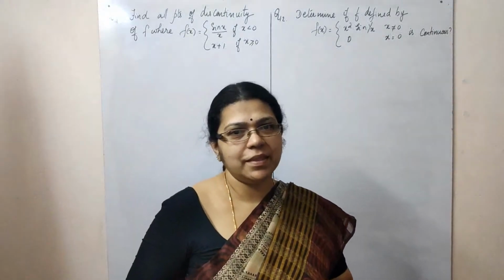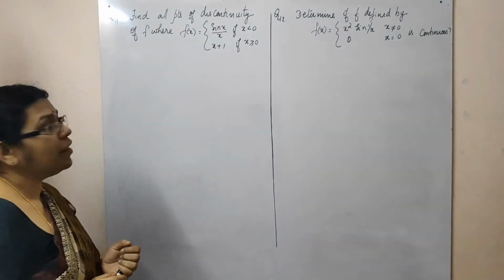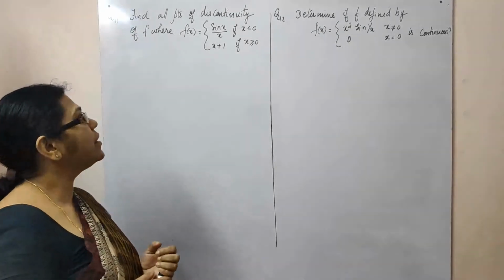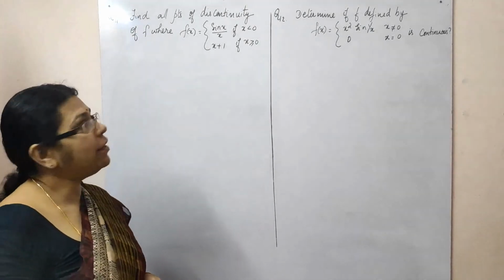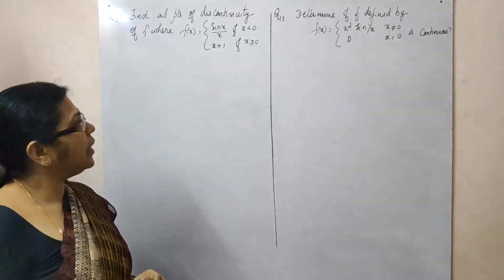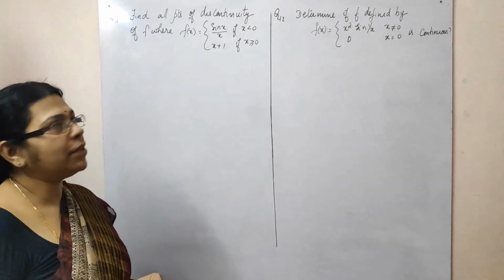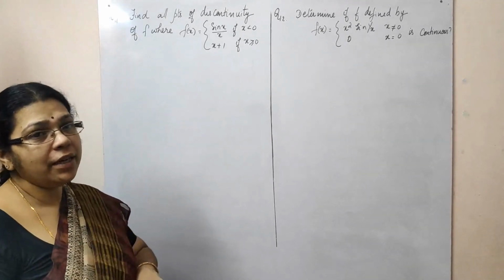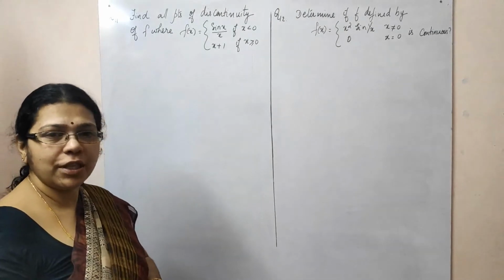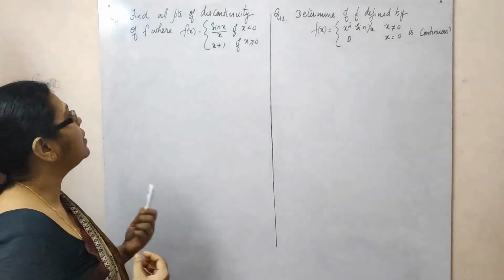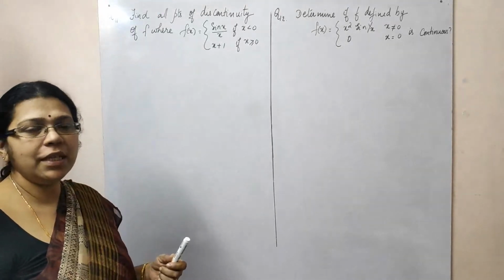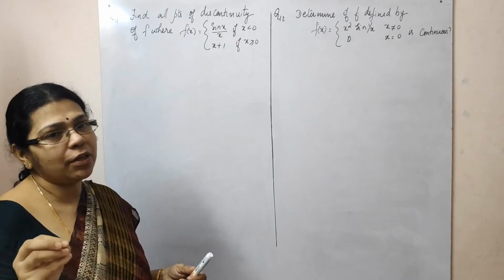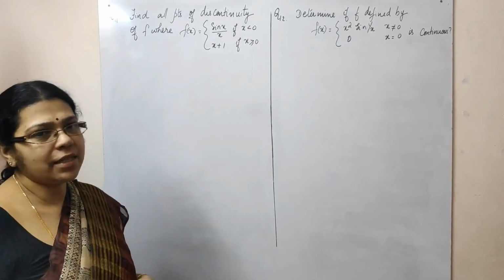Well, we come to the next question. Find all points of discontinuity of f where f of x is equal to sin x by x if x is less than 0, and x plus 1 if x is greater than or equal to 0. So, as we discussed in the previous question, it is again to check for the discontinuity or the continuity, whichever way. Since the question is to check for discontinuity or continuity, we will check for continuity, and those points which are not continuous, we will say are discontinuous.